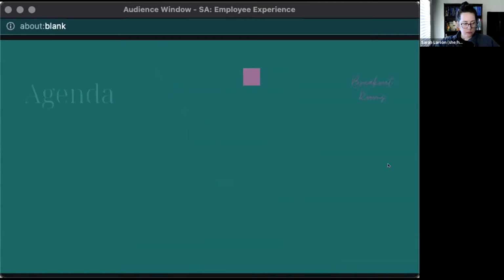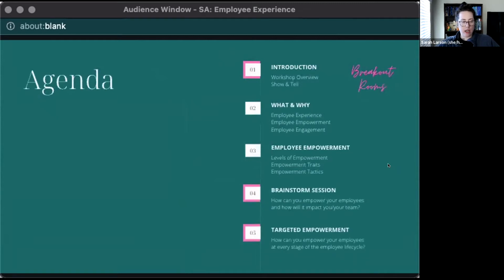Okay. Here's our agenda for today. I decided to have a little fun with our color scheme here and use some pink to let you know where we're going and alert you to some things. On this slide, where you see pink behind the numbers are where we have breakout rooms. After this introduction, we'll go straight into a breakout room with your group that you will have throughout the workshop today. And then we'll come back, we'll talk about employee experience, empowerment, and engagement, what they are, why they're important, all that good stuff.